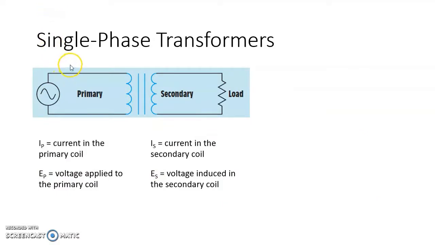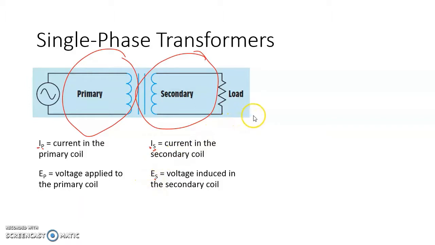One of the big things to know about transformers is that power in equals power out. So power at the primary side equals power at the secondary side. To explain that, let's define a few things. I sub P, I is for current, P is for primary. I sub P is the current flowing through the primary coil. I sub S is the current flowing through the secondary coil. And we already learned that E sub P is the voltage applied at the primary, and E sub S is the voltage induced at the secondary.